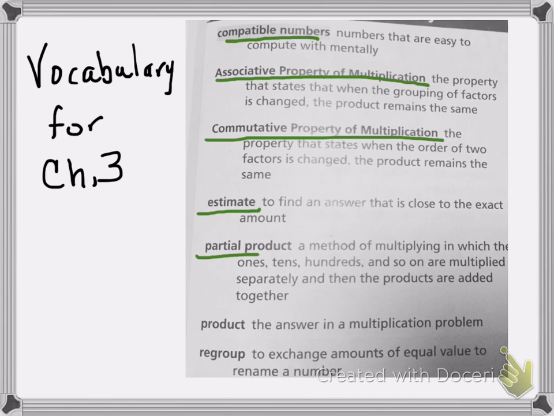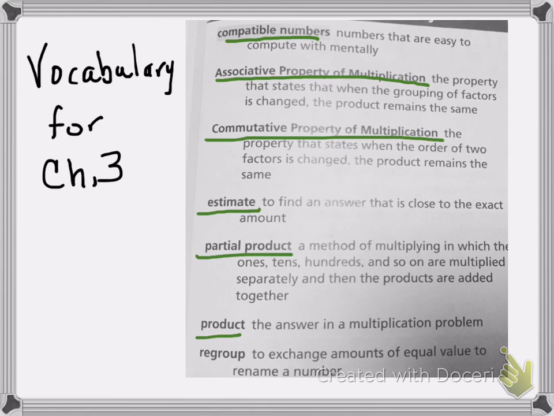Certainly our partial products. We know that partial products is a method of multiplying in which the ones, tens, and hundreds, and continuing on, are multiplied separately, and then the products are added together so we get a total sum. We've done that quite a bit in Chapter 2 and Chapter 3. We know that the word product is the answer in a multiplication problem, and we will want to see some of these words used in your responses.